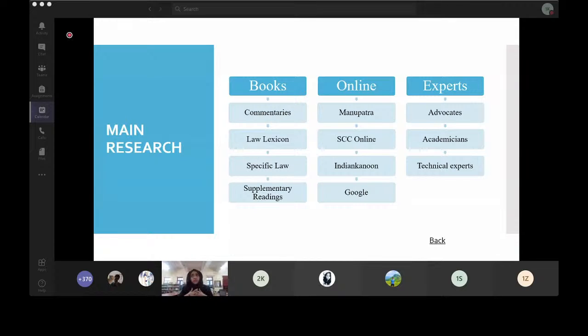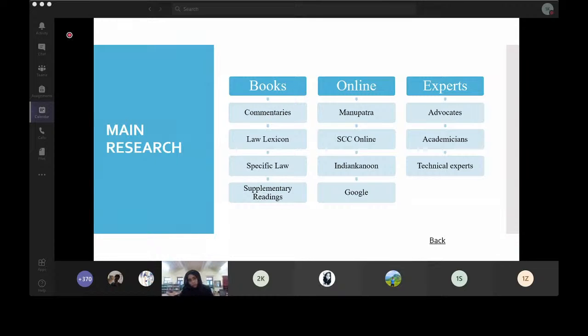Commentaries are very important. What commentaries do is they help you understand the law. The bare act has the provision, but it's important to understand what the law says. So read the commentaries. It gives you the law as well as case laws. You will get numerous relevant case laws there. So read that.